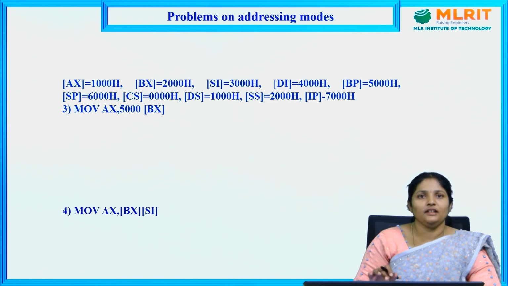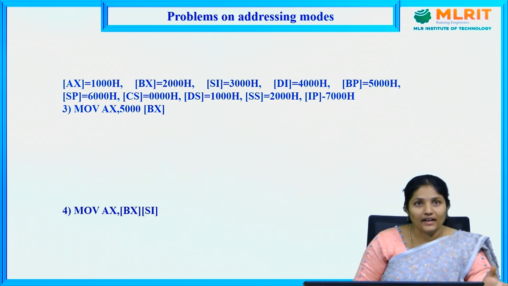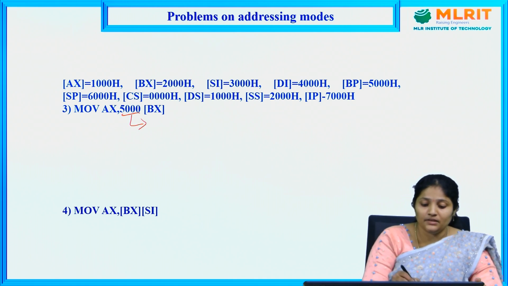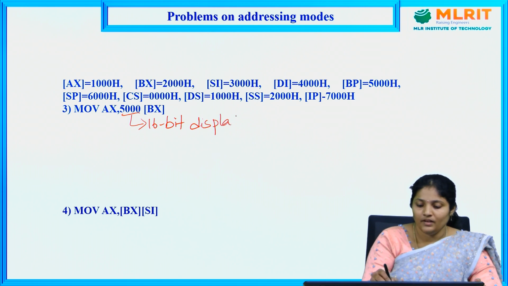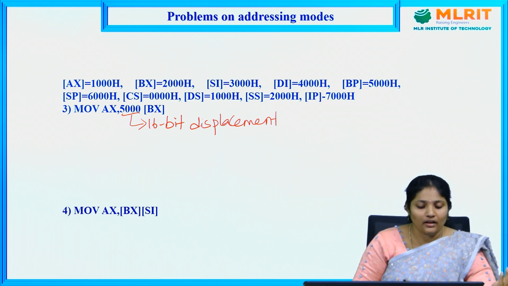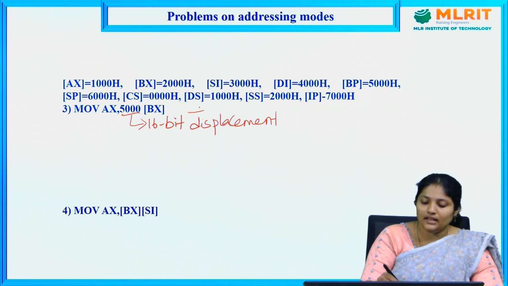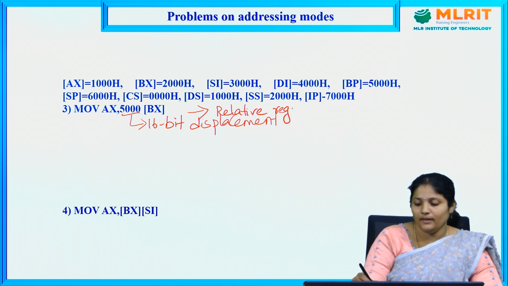Coming to the next one. Here the instruction is move AX, 5000, which is a 16-bit displacement. As I already told you, if we are seeing a displacement in a particular instruction, it would be relative. Here the operands are registers, so you can say that it is register, and the BX register is mentioned indirectly. So it is nothing but relative register addressing mode.